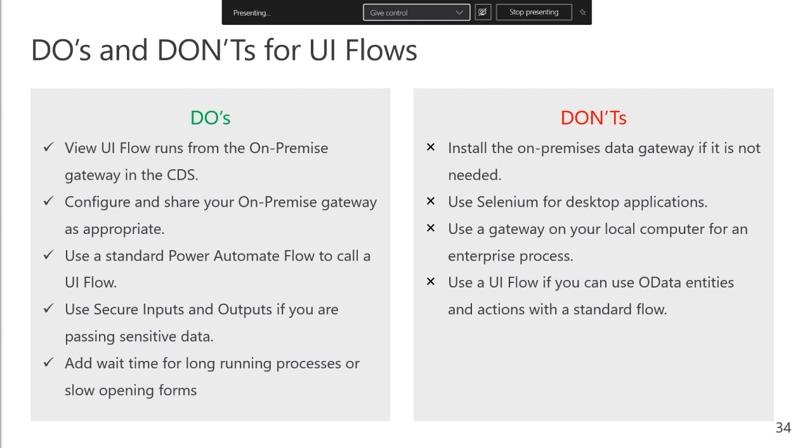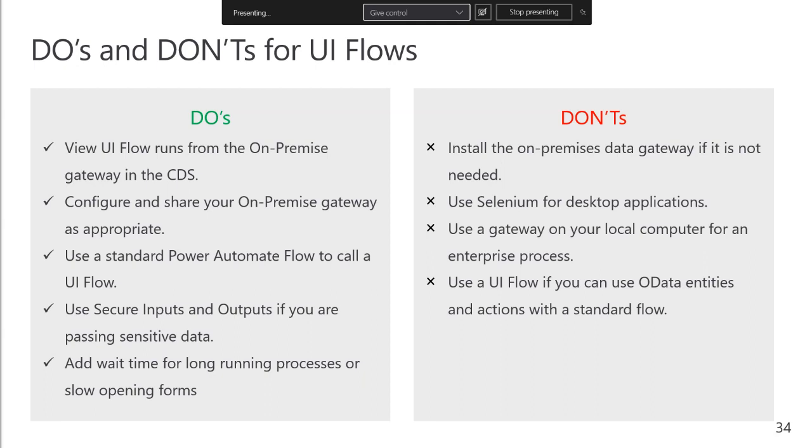If you are going to be passing sensitive data such as usernames and passwords, which is very common when you're opening applications that you need to log into, make sure that you use secure inputs and outputs. You'll find that on your flow. Click the ... button and then choose settings. There are 2 parameters, one for inputs and one for outputs. That encrypts that data so that you're not just passing passwords back and forth between the cloud and on-premise. And make sure that you add wait time for any long running processes or slow opening forms in your recordings.